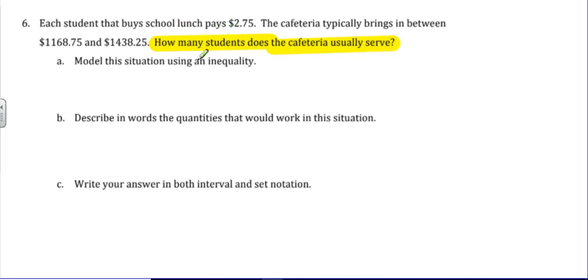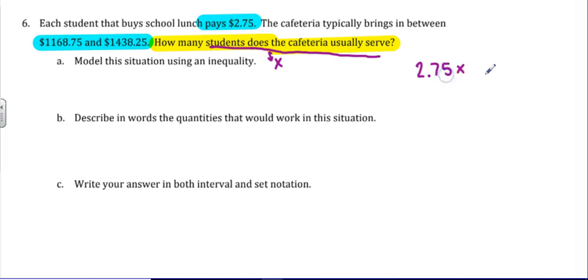And to answer this question, we need to return to these other two sentences. So each student that buys a school lunch, they pay $2.75. So that's the cost of school lunch. And the cafeteria brings in between $1,168.75 and $1,438.25. So now let's identify our variable. So x here is what we need to find, and that's the number of students that the cafeteria serves. That's what x is representing. So if I have x and I multiply it by 2.75, then that would represent the cafeteria's income, the amount of money that the cafeteria is bringing in. So we know that the income is normally between these two values.